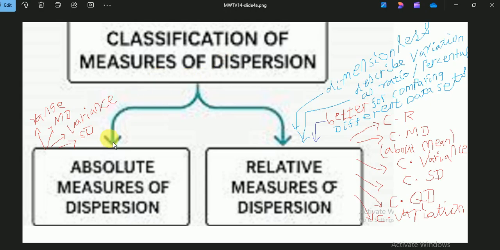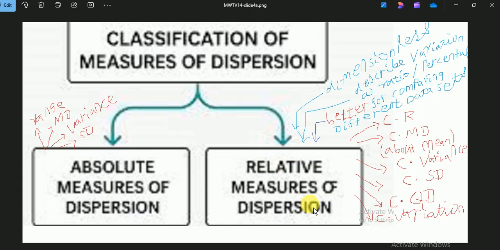There are two broad classes of measures of dispersion. One class is called absolute measures of dispersion, the other is relative measures of dispersion. Under absolute measures of dispersion, we have examples such as range, mean deviation, variance, and standard deviation. Relative measures of dispersion include the coefficient of range, coefficient of mean deviation, coefficient of variation, coefficient of quartile deviation, and coefficient of standard deviation.